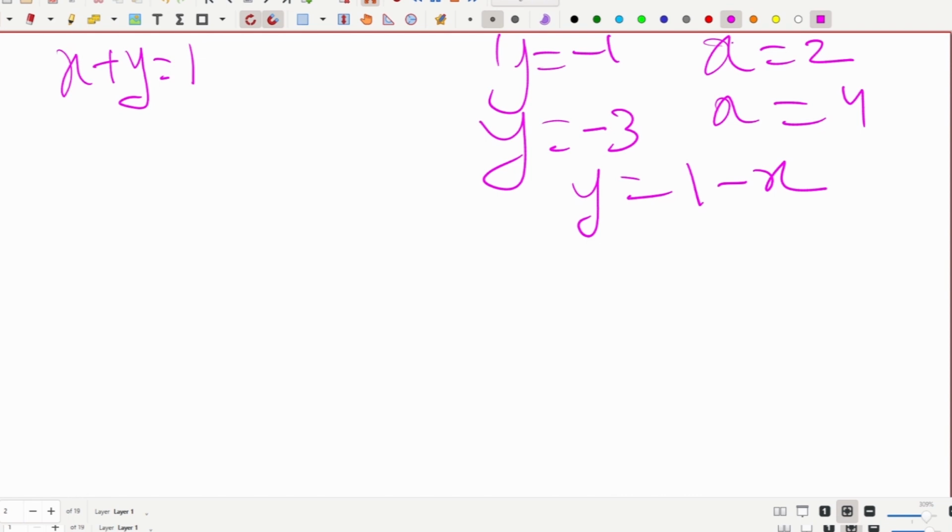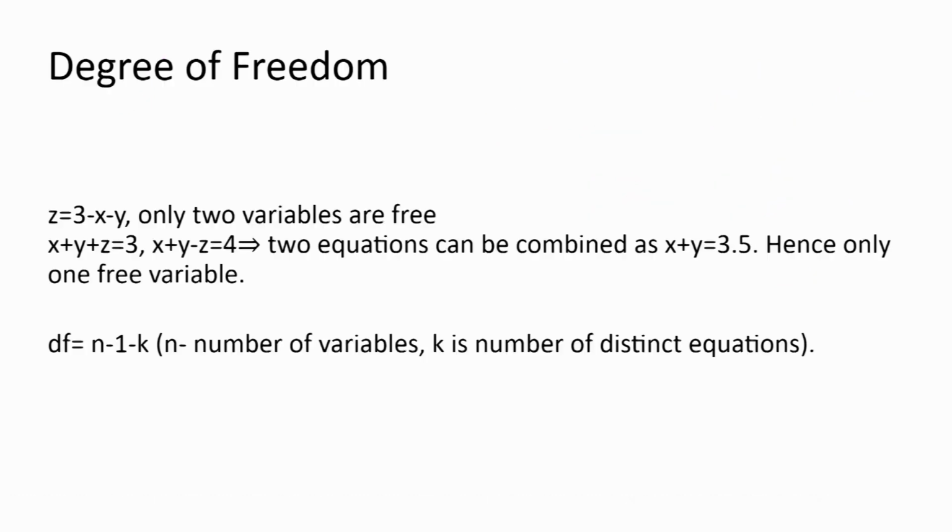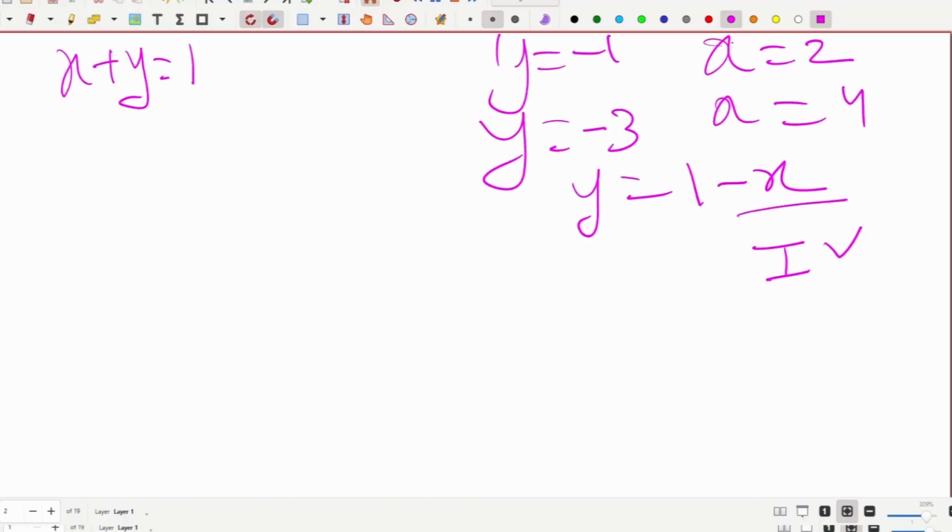Y is dependent on x, so only one independent variable is there. Similarly, the equation I have written, z is equal to 3 minus x plus y. So, if we write this equation, z plus x plus y, only this.